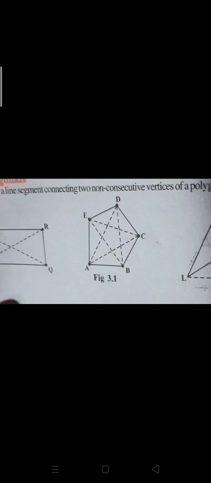Now, what do you mean by non-consecutive vertices? Means which do not touch each other. They are not near to each other. They are away from each other. So, a diagonal is a line segment connecting two non-consecutive vertices of a polygon.